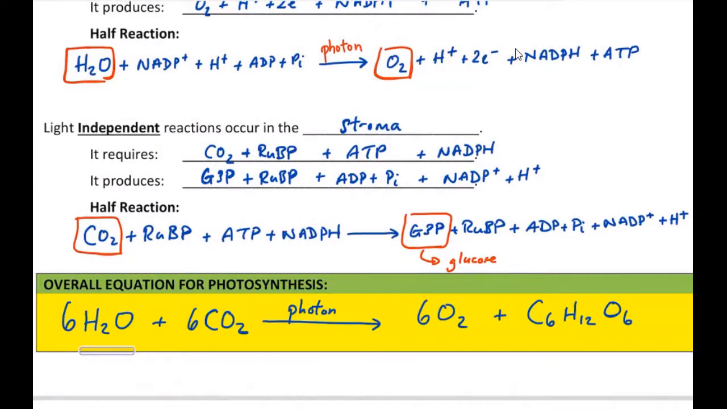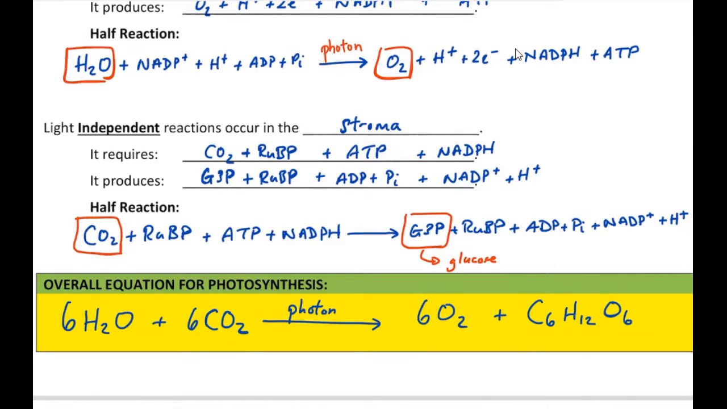So then when we do look at the overall equation, water in because of photolysis, carbon dioxide in during the carbon fixation stage of the Calvin cycle. A photon of light helped me to energize those electrons. I ended up splitting the water, so that I produced that oxygen, and my end goal of fixing the carbon was to make finally this sugar molecule, probably a glucose.